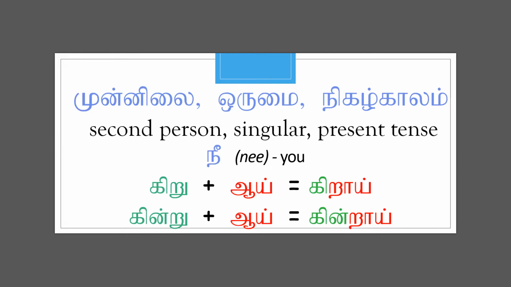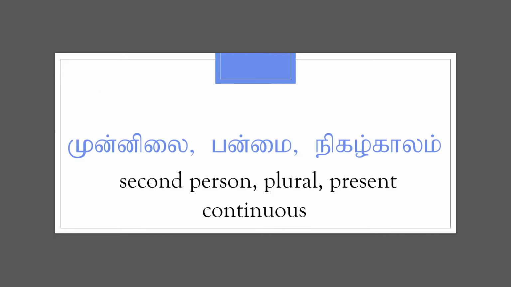We looked at முன்னிலை, second person, ஒருமை, singular, and நிகழ்காலம், present tense, too. And we also learned that நீ means you in singular form. The verbs ending with கராய் or கிஞ்சாய் denote second person, singular, present tense. முன்னிலை பன்மை நிகழ்காலம், second person, plural, present tense. So in this lesson, we are going to look at this in detail.